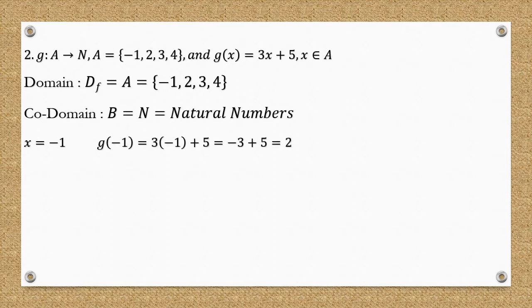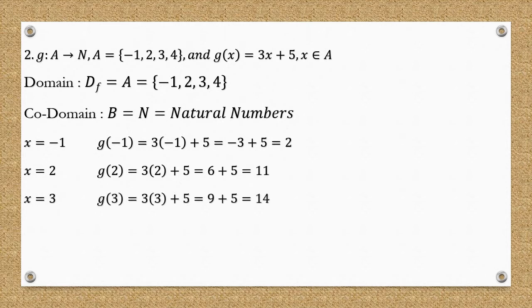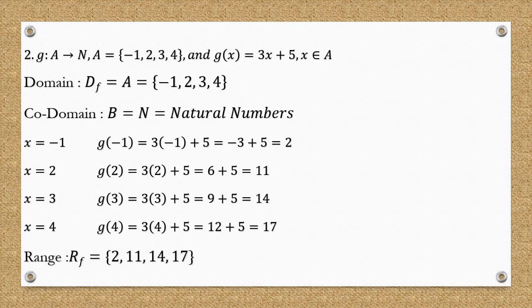So 3 times -1 is -3 plus 5, 2. Then x is equal to 2. So 3 times 2, 6 plus 5, 11. Then x is equal to 3. So 3 times 3 is 9 plus 5, 14. And similarly, x is equal to 4. So 3 times 4 is 12 plus 5, 17. So natural numbers means 1 to infinity. So 2, 11, 14, 17 will be our range of the given function. So by taking all the values of domain, these are the values which we get.